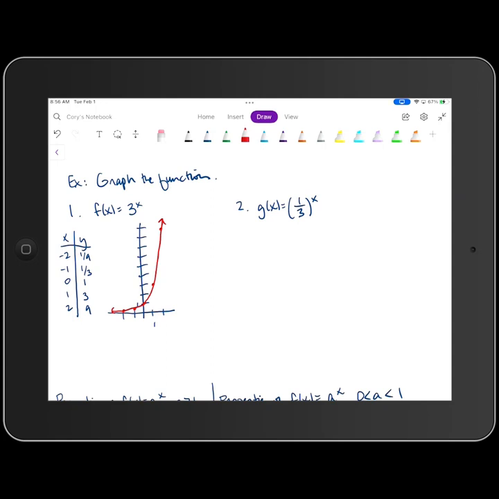We'll keep moving on. On to number 2, where we have the function g of x equal to 1/3 raised to the x power. Again, we're going to make ourselves an xy table and pick a few different input values: -2, -1, 0, 1, and 2. Then we'll find the outputs that correspond to those inputs.